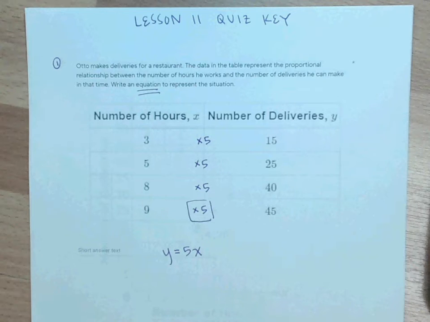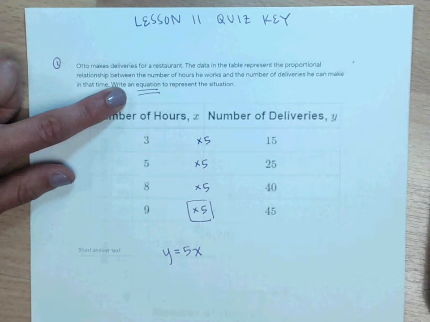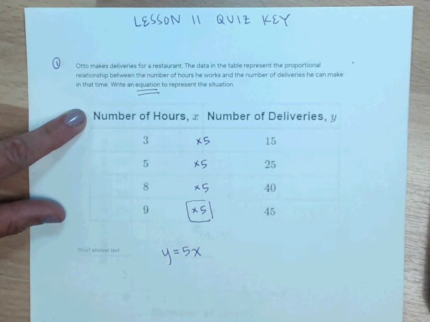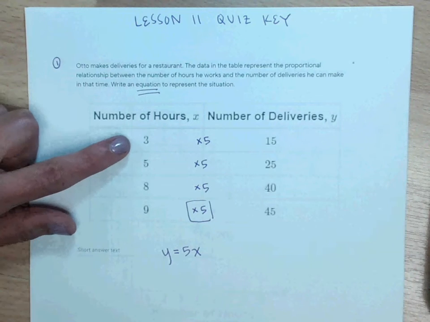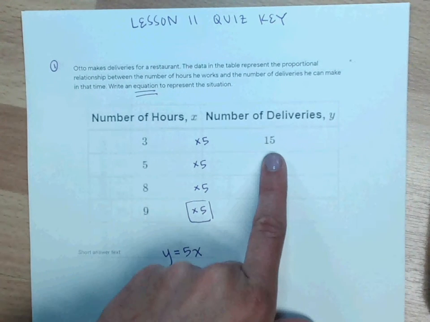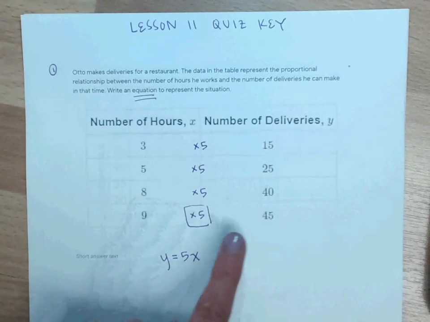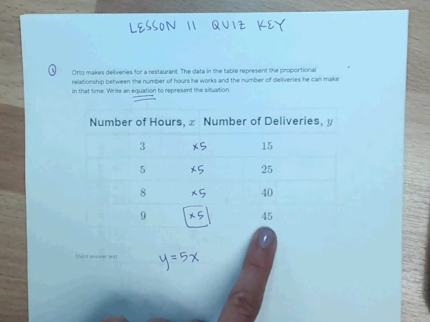So problem number 1 says that Otto is making deliveries for a restaurant. The data in the table represent the proportional relationship between the number of hours he works and the number of deliveries he can make in that time. You need to write an equation to represent that situation. So notice the number of hours is represented by the x variable, and the number of deliveries is represented by the y variable. If he works for 3 hours, he can make 15 deliveries. 5 hours, he can make 25 deliveries. 8 hours, 40 deliveries, and 9 hours, 45 deliveries.